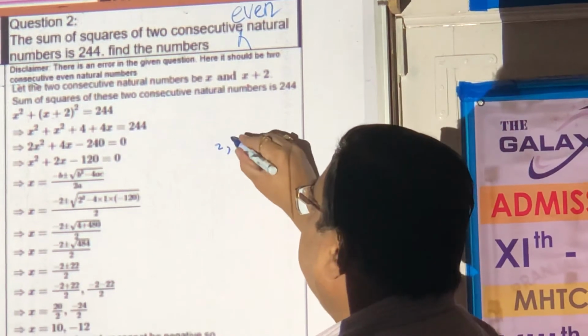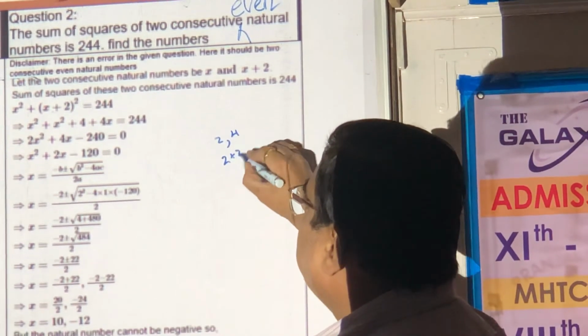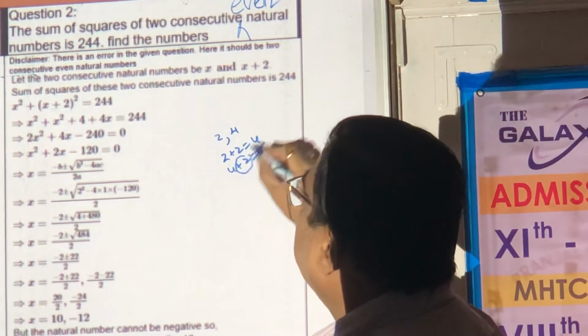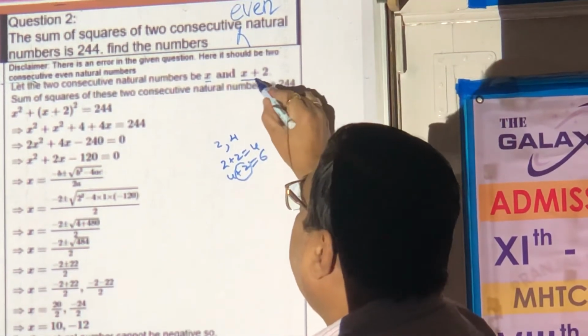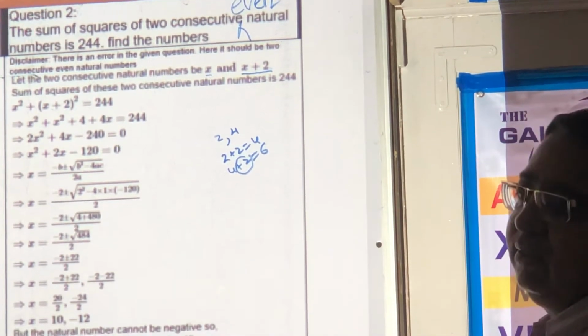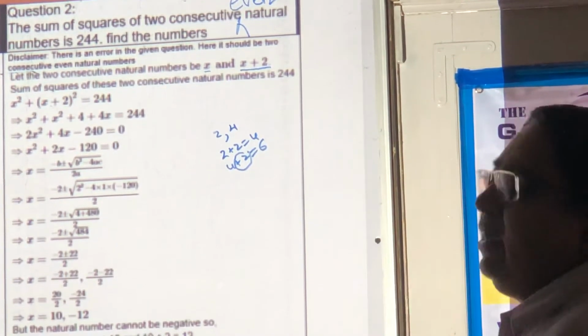So when I have 2, next number will be 4. So I have 2 plus 2 is 4. 4 plus 2 is 6. I have a difference of 2. So number and number plus 2 are 2 consecutive numbers. There's no other way. You try and tell me.